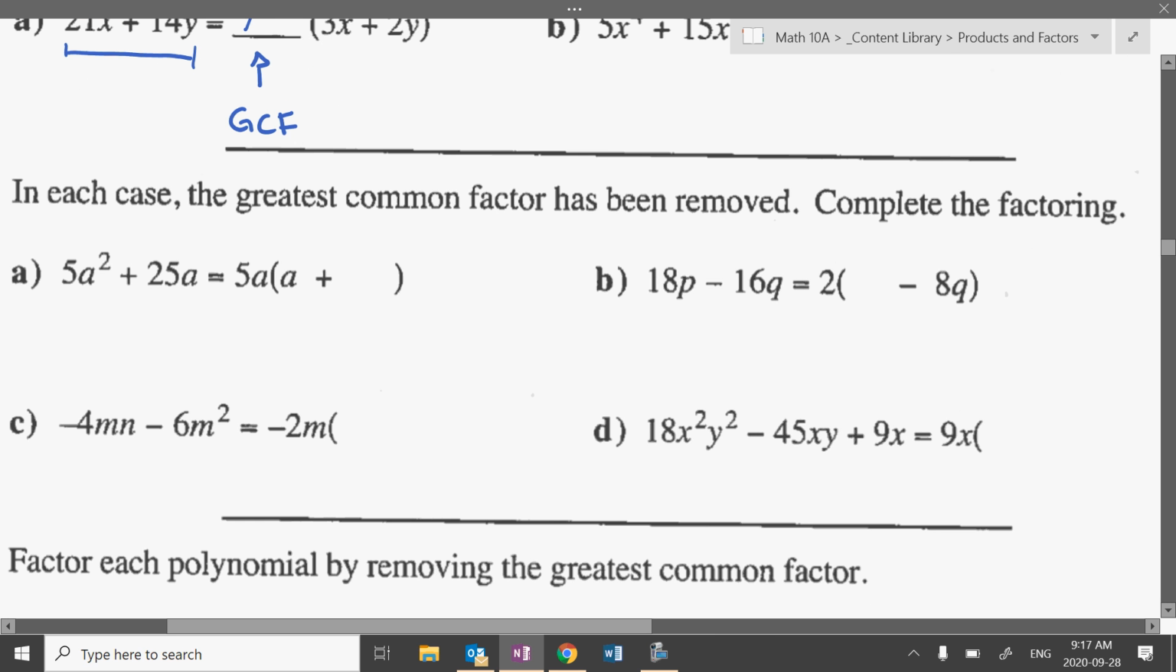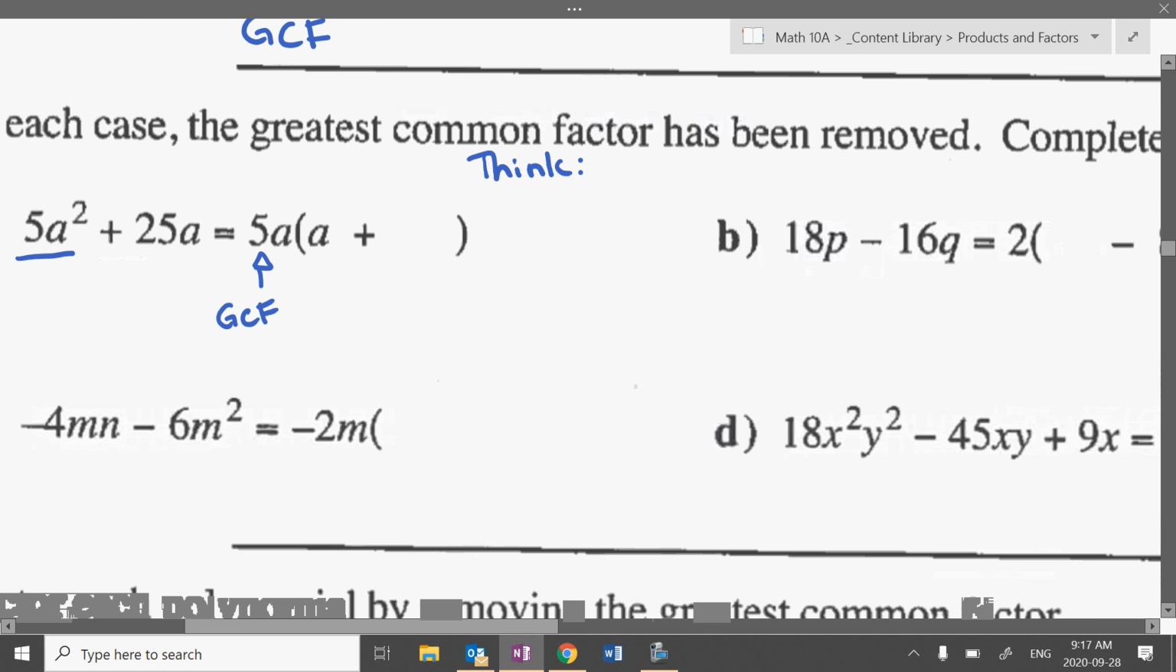Okay, so these ones, they've given us some prompts, but not everything. So they tell us in this first example that 5a is our GCF. If I go 5a times a, that gives us our a squared. 5a times what gives us 25a squared? Good. So questions like this, this is what you should be thinking: 5a times something has to equal 25a.